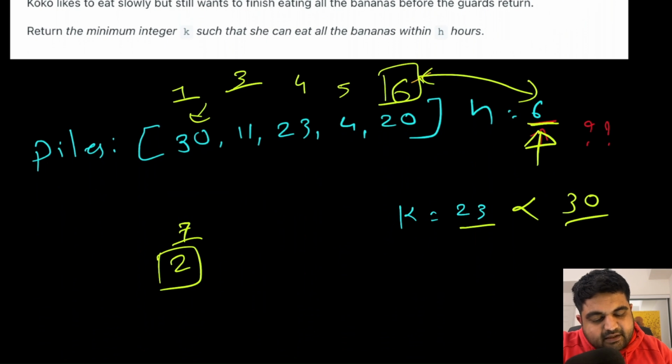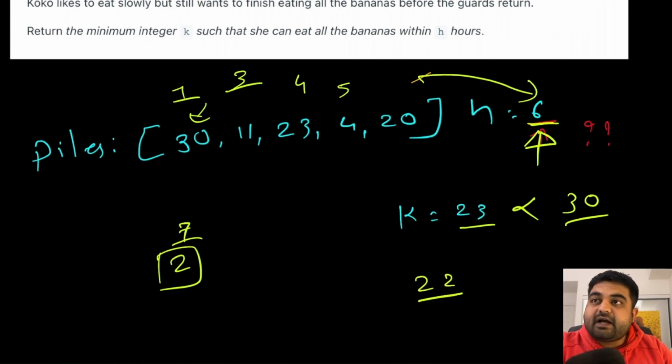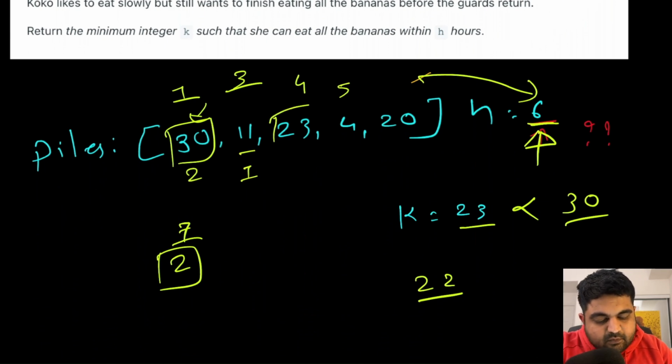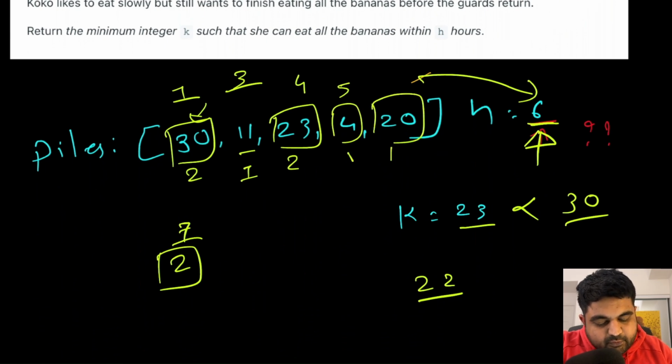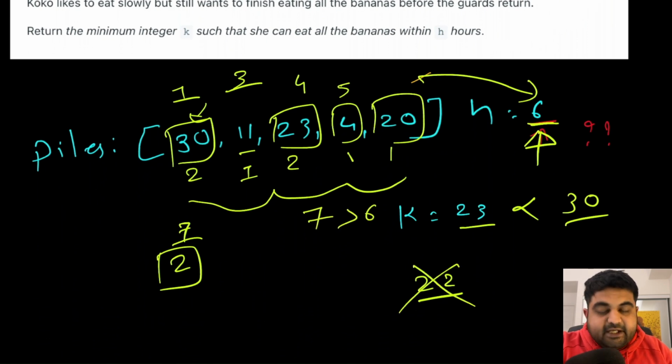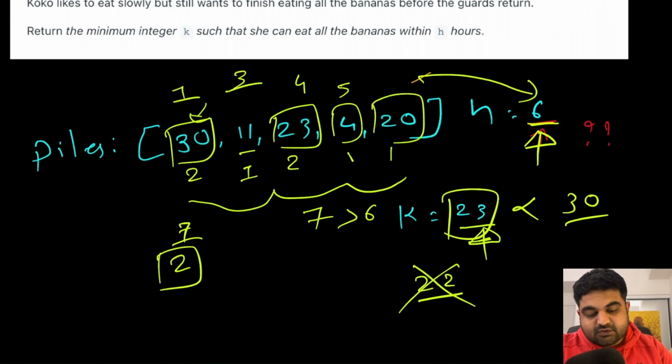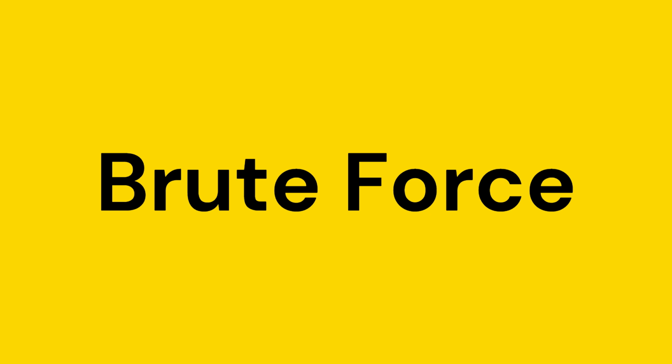Okay, let's say that instead of 23, can we go smaller than 23? So let's try 22. If we try 22, then this pile would take 2 hours, this pile would take 1 hour, this pile would once again take 2 hours, and then these two piles would also take 1 hour. So if we do the total sum of this, it actually becomes 7. That is greater than 6, which means speed 22 is no longer feasible for Koko to eat bananas. So the minimum speed she can use in order to complete all the bananas at the slowest speed possible would be 23. And this is what the problem is actually asking us to solve.